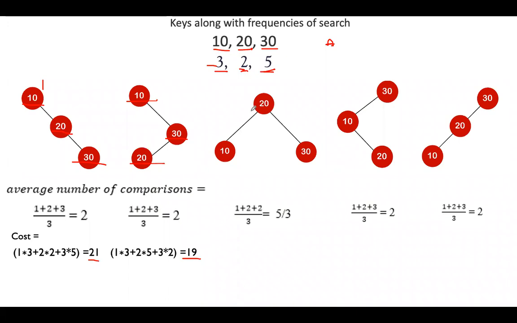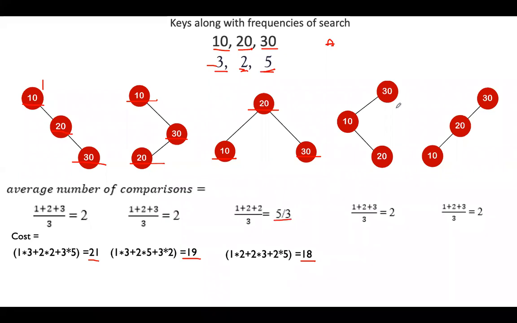Next, for this tree, okay, 20, only one comparison will be done for 20. So 1 into 2. 10, two comparisons. So 2 into 3. Here 30, two comparisons, 2 into 5. Okay, 1 into 2 plus 2 into 3 plus 2 into 5. Cost is 18. Okay, cost is 18. Here average also is less.